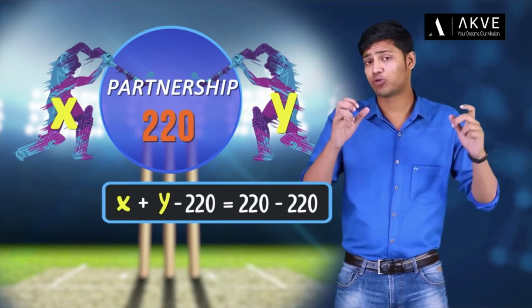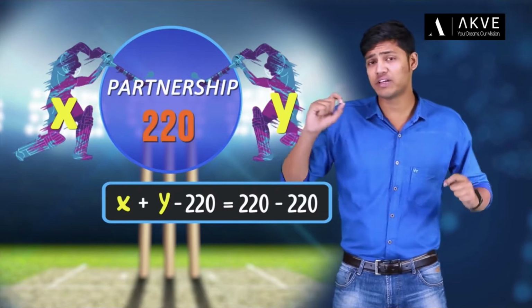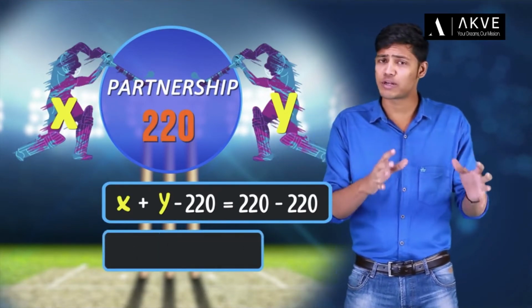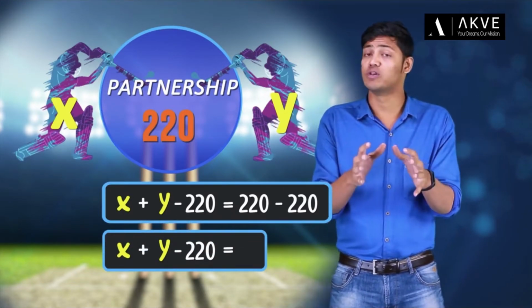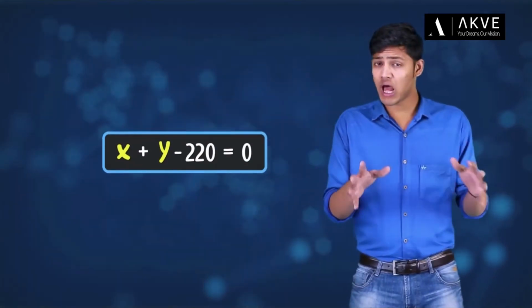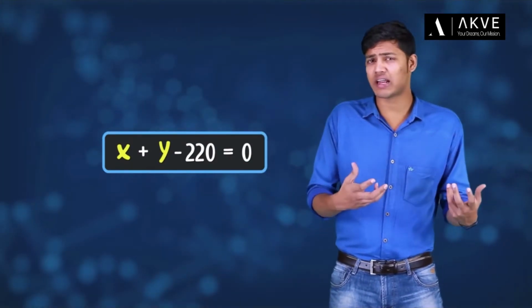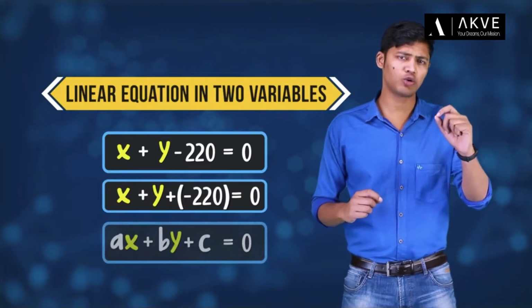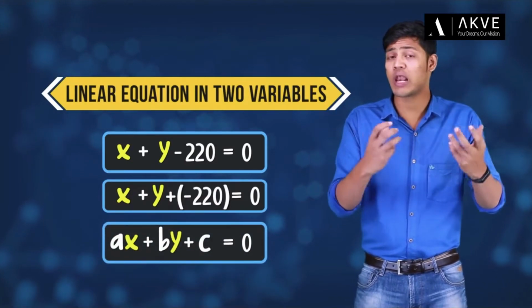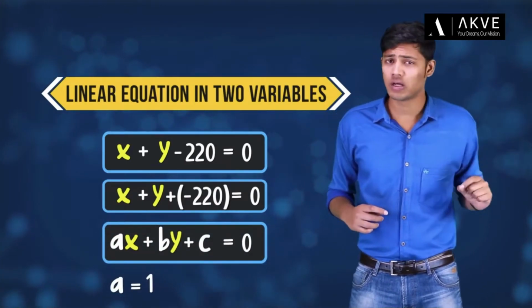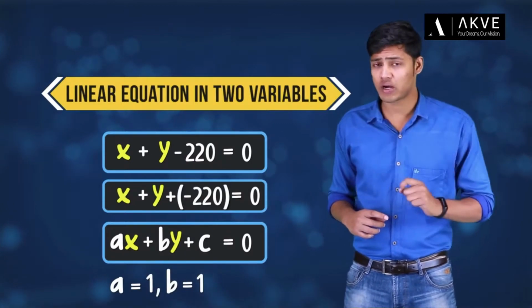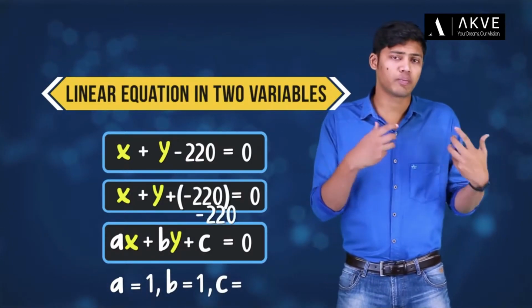Now, subtracting 220 from both the sides of this equation, we will get x plus y minus 220 equals to 0. This equation is clearly a linear equation in two variables where the value of a is equal to 1, the value of b is equal to 1 and the value of c is equal to minus 220.